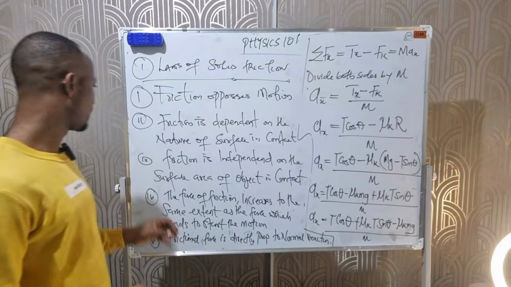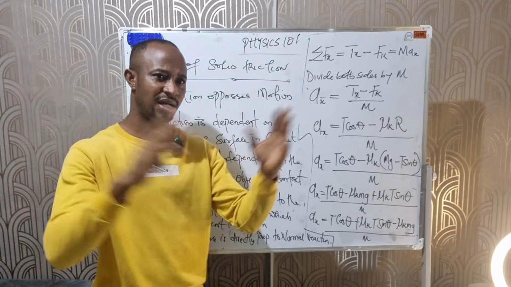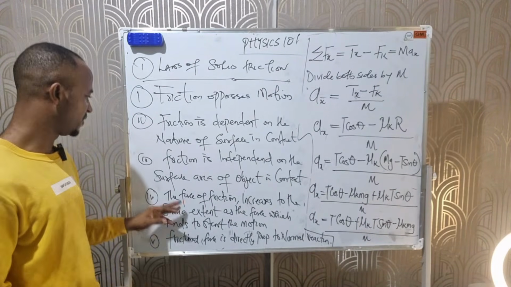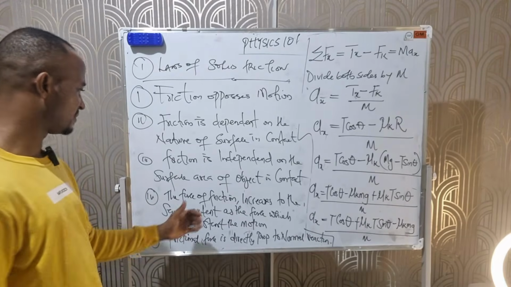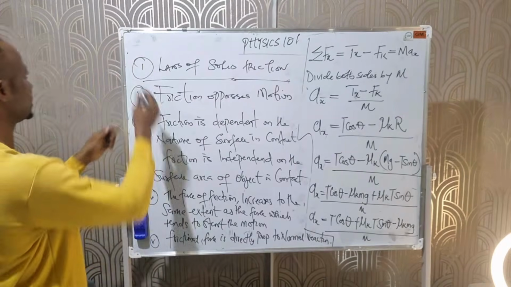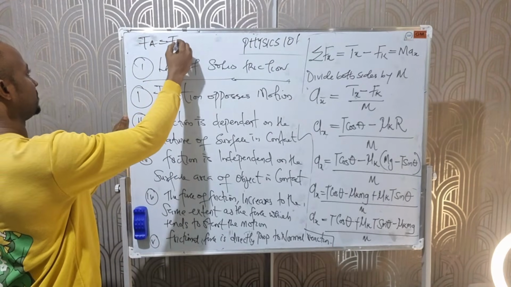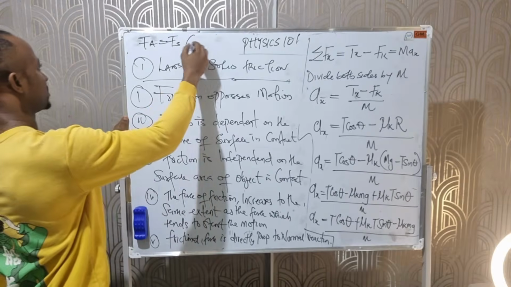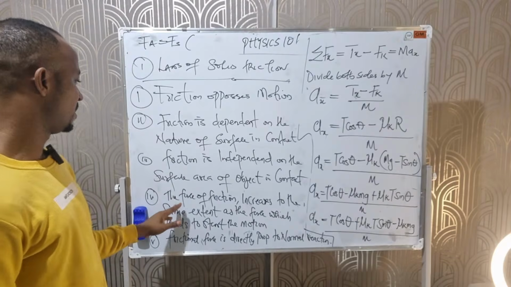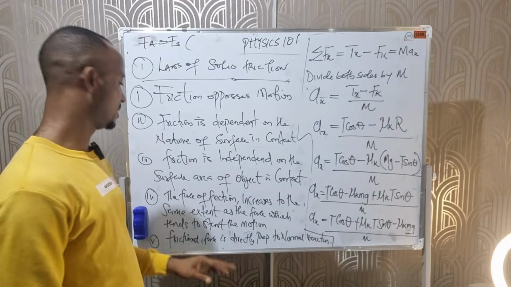Number three is that friction is independent of the surface area of the object. No matter how large the body is, no matter how large the surface area is, it does not depend on the surface area. Frictional force increases to the same extent as the force which tends to start the motion. We saw that when we explained that when the value of FA equals Fx, we have the maximum static frictional force, right? This is what is explained here. The force of friction will always increase to the same extent as the force which tends to start the motion.